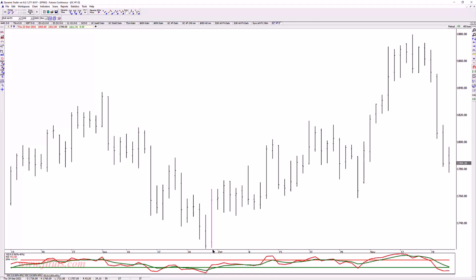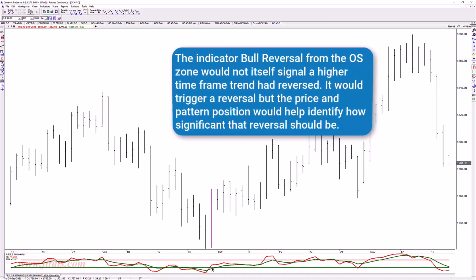Now here it made a bull reversal. The indicator itself would not indicate that the higher time frame trend is reversed. Most indicators, they don't do that. But if we had, for instance, well, this is another one, looks like we might have finished a 5-wave decline here, or something along that order.